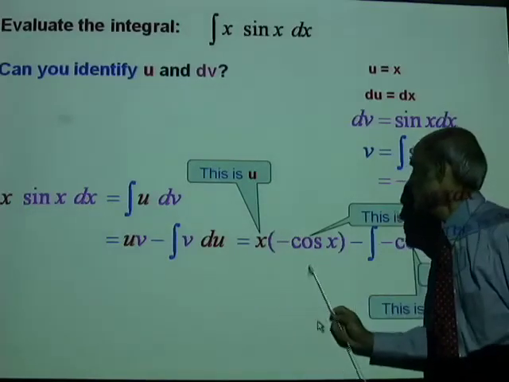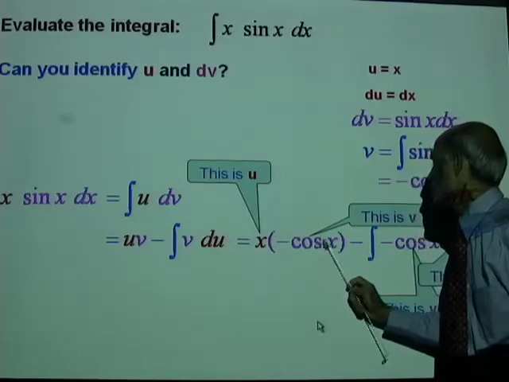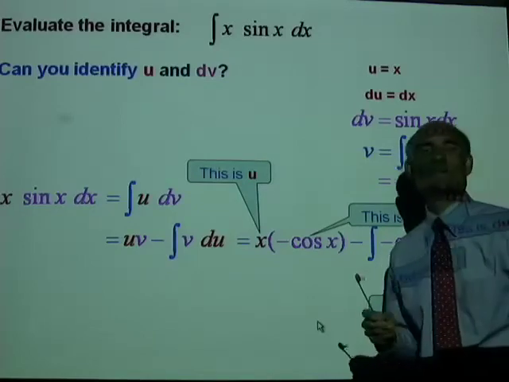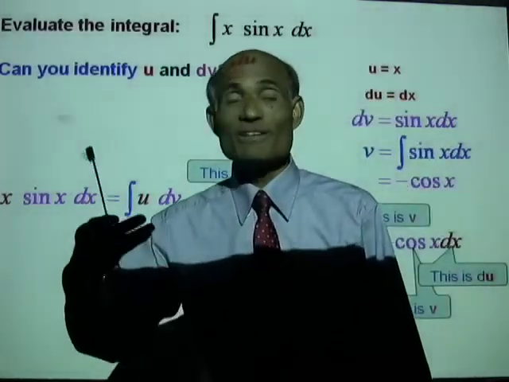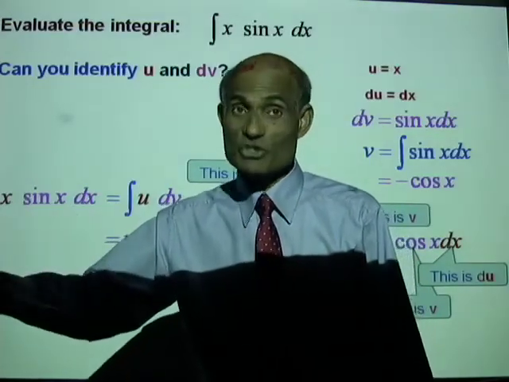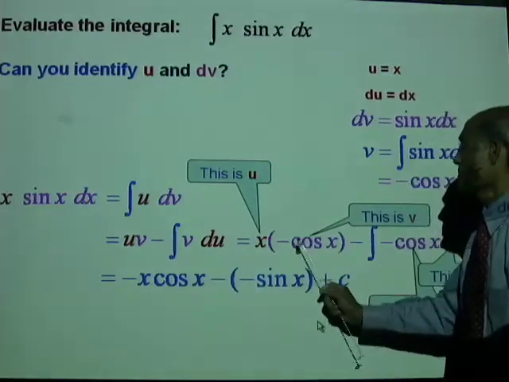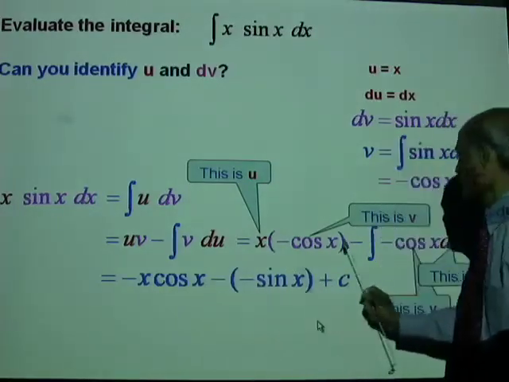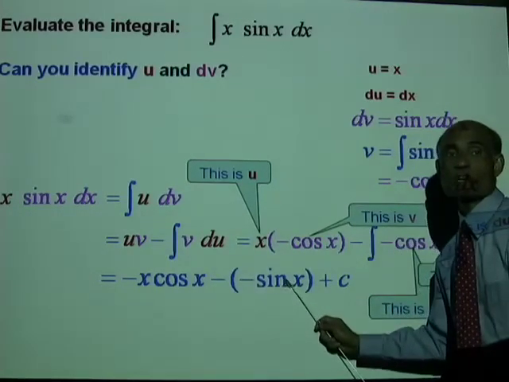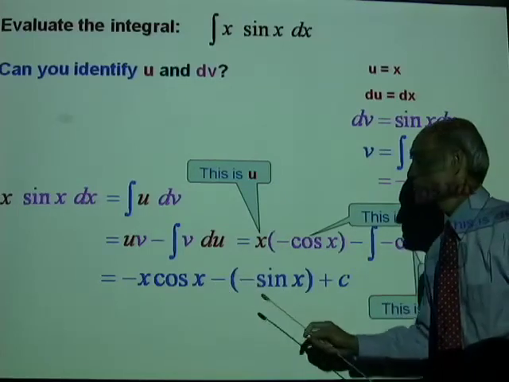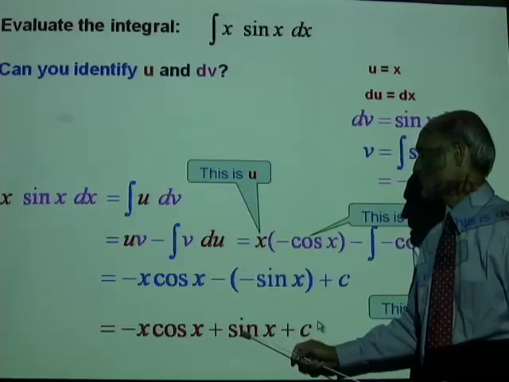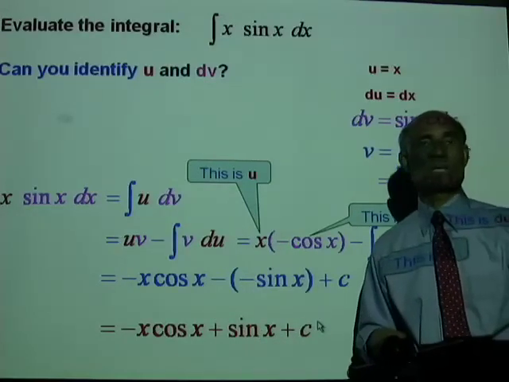And what does this give you? This will be negative x cos x minus, what is integral of negative cos x dx? Integral of cos x is sine x. Integral of negative cos x is negative sine x. Alright, so that will be negative x cos x minus integral of negative cos x dx is negative sine x. And now the two negatives become positive, so your answer is negative x cos x plus sine x plus c.